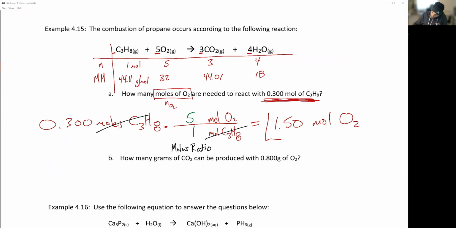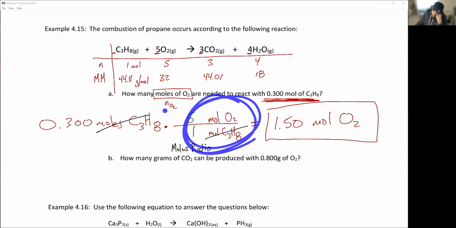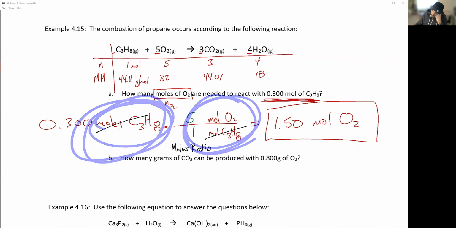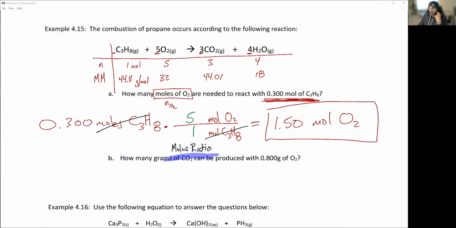1.50 moles of O2 is going to be needed to react completely with 0.3 moles of C3H8. So that's how we use molar ratio. Molar ratio, again, converts from one chemical to another. We started with moles of C3H8 and we converted to moles of O2. We did this through the molar ratio.